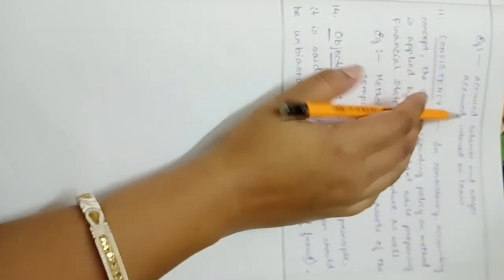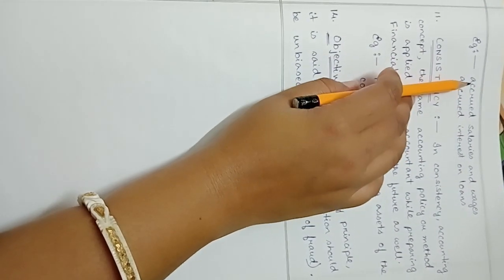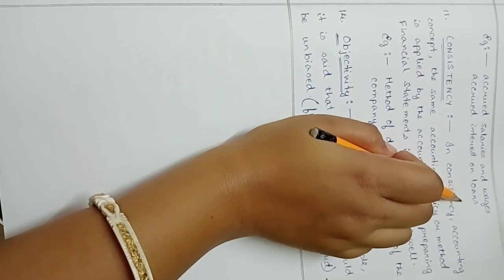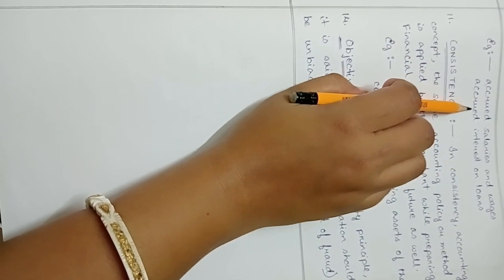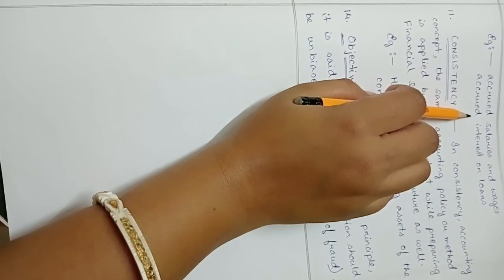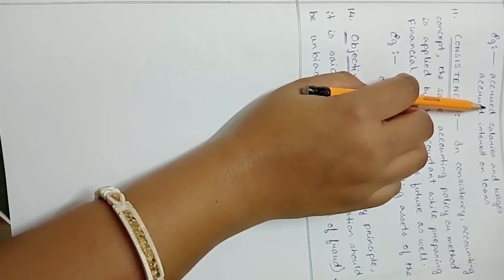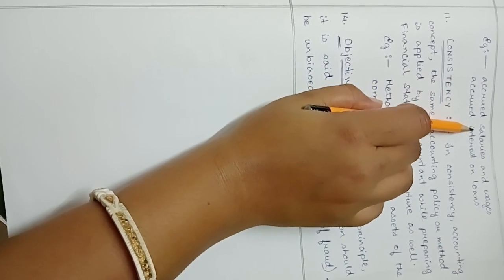You can see two examples I have given, like accrued salaries and wages, and accrued interest on loans, that we enter in the PL account of the accounting year in which they are recognized. So that is said in the accrual principle.